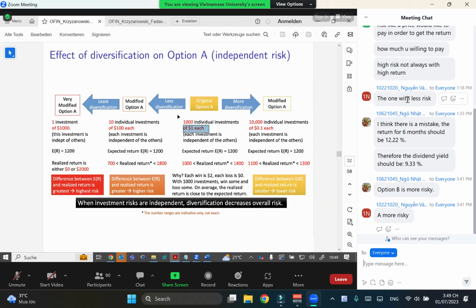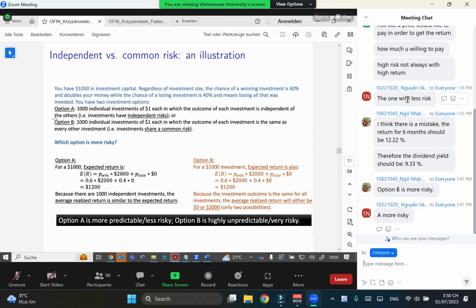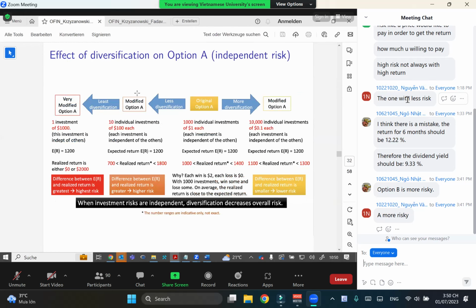Now suppose we would move to the left, which would bring us more and more to option B. So the very modified option A is actually what we had summarized as option B. But let's go step by step. Let's now suppose that we would not have 1,000 individual investments of $1 each, but 10 individual investments of $100 each. So we wouldn't play 1,000 individual lotteries, so to speak, but we would generate 10 bulks, and in each of those bulks, we would put 100 investments, each with a value of $1.